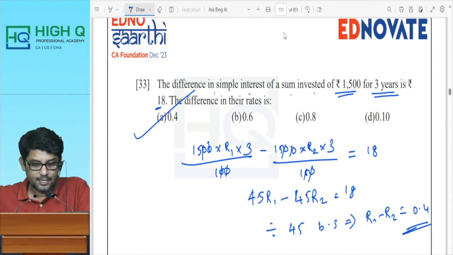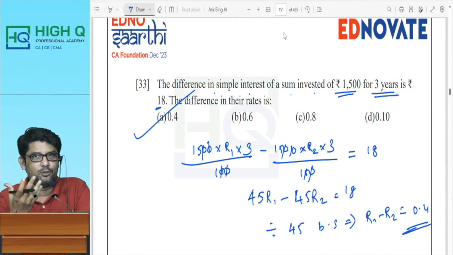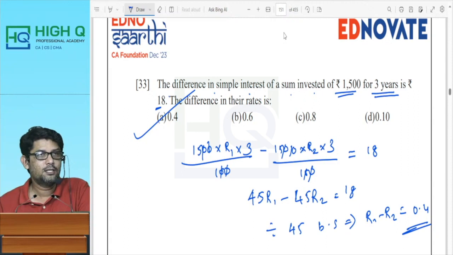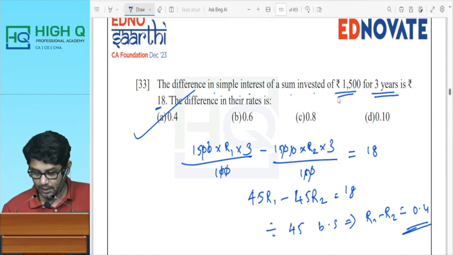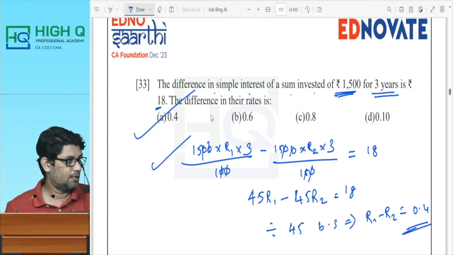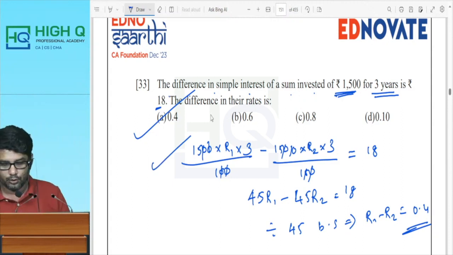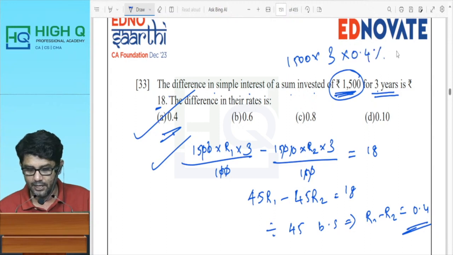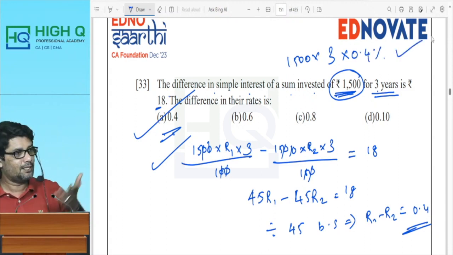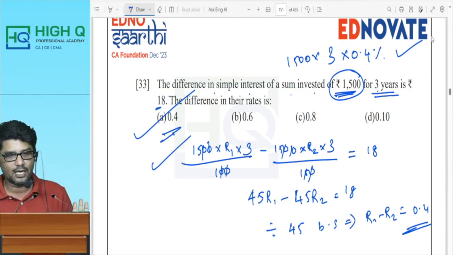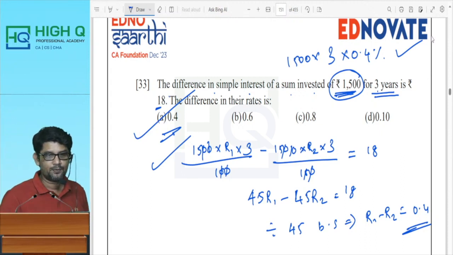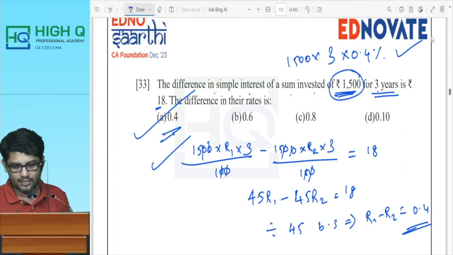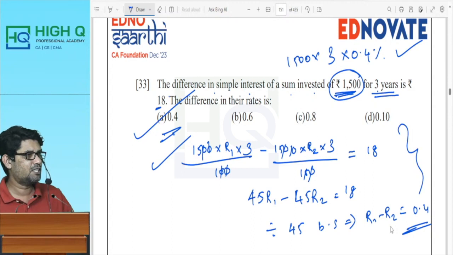Or else, the best method you can use is trial and error method. Sometimes teaching you trial and error method also, I'm struggling because I don't know whether you are able to follow it or not. This is the traditional method. But if you think out of the box, 1,500 into 3 into 0.4% by trial and error. If it gives 18 rupees, then 0.4 is your answer. This is the best method if you ask me. Am I right, my dear? If you are comfortable in trial and error method, please go for it. This is actually the big traditional method.